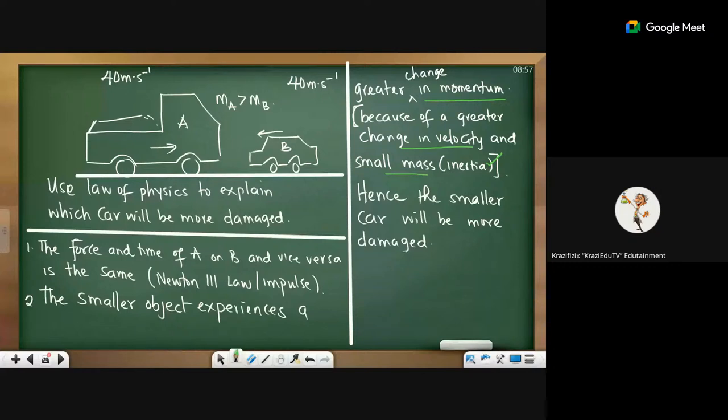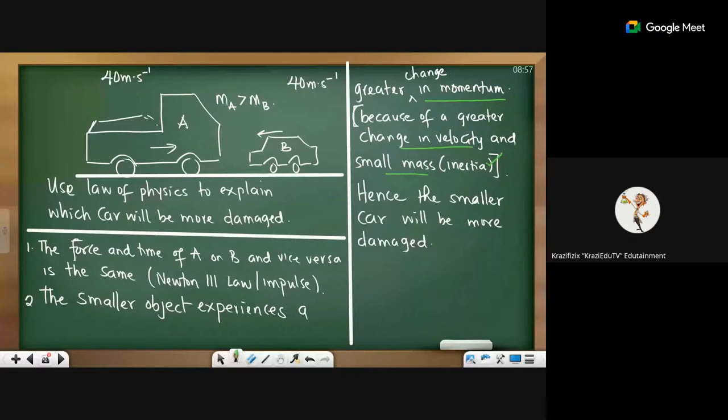We've done impulse, F net times delta T. Object A exerts a force on object B. Object B will also exert the same force, but in the opposite direction. But because B is smaller, there's a big difference in the change in velocity of B. The final velocity of B will be very different from its initial velocity, which puts B at risk.